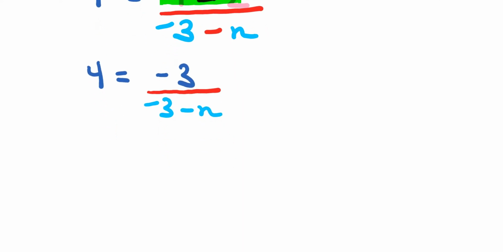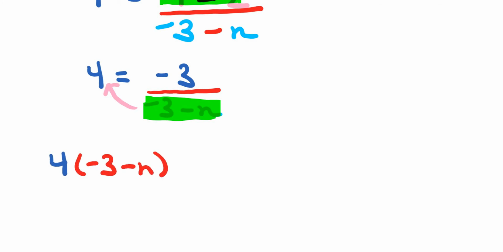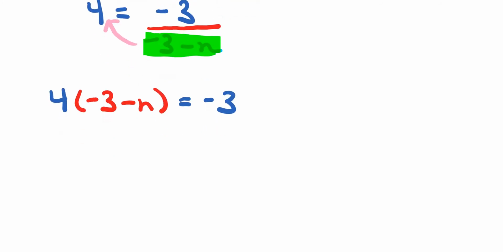After that, let's take this whole thing on the denominator, the -3 minus n, and move it by multiplying with the top left-hand corner. So 4 times all of that, which is -3 minus n, and that will equal -3 on the right-hand side. Then let's distribute on the left-hand side. So if I distribute, this will be -12 minus 4n equals -3.